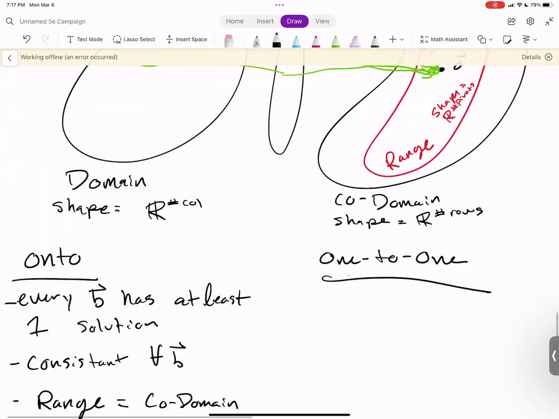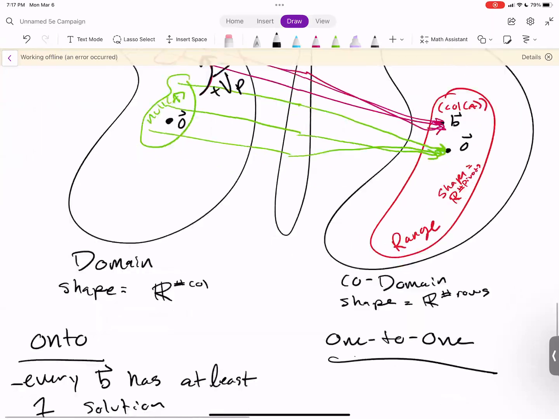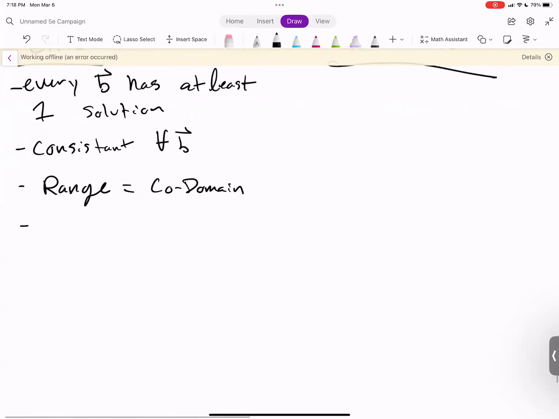So how many pivots do we have? Well, looking back at this, the codomain has the shape of R to the number of rows. So if we're onto, how many pivots do we need? A pivot in every row. Exactly. We need a pivot in every row.